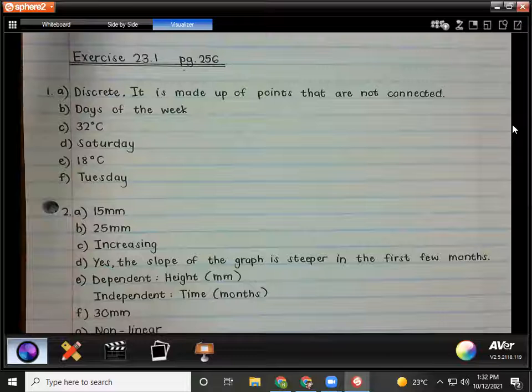Let me know if you have any questions. I think it was quite straightforward, these questions, most of them. We just didn't discuss linear versus non-linear, so we'll talk about that now. That comes into play with 2G.